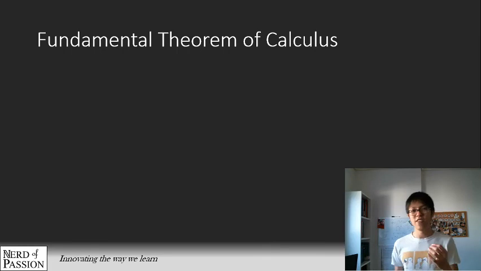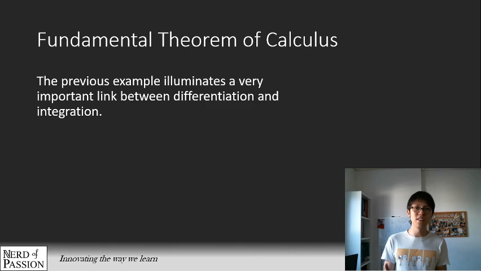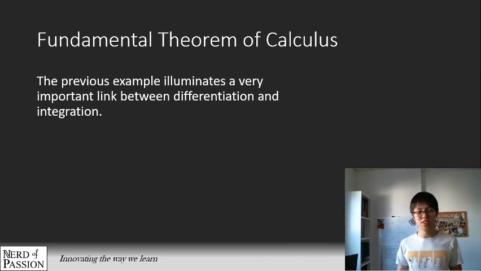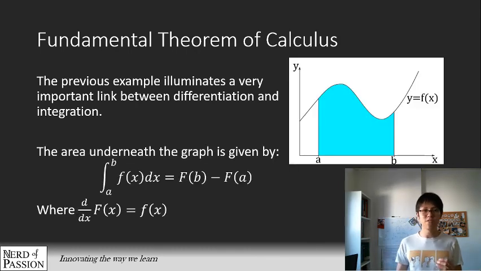And this right here is what we call the fundamental theorem of calculus, that serves as a very important link between the two. So the previous example shows a link between differentiation and integration. On one hand, we are trying to find the area underneath the graph, and on the other hand, we are trying to find the rate of change. Okay, so it seems that there is a connection between the two, and the connection is the fundamental theorem of calculus, probably the most impressive and amazing result in calculus that really connects the two seemingly separate ideas together. So it states this: the area underneath the graph is basically given by this formula.